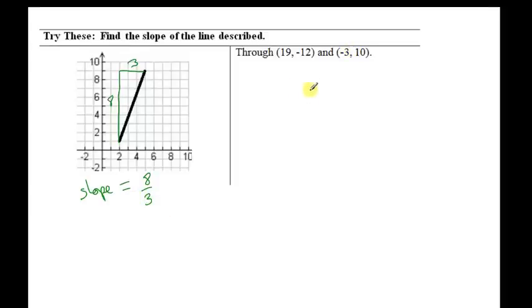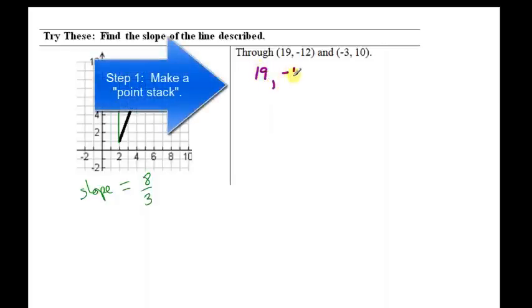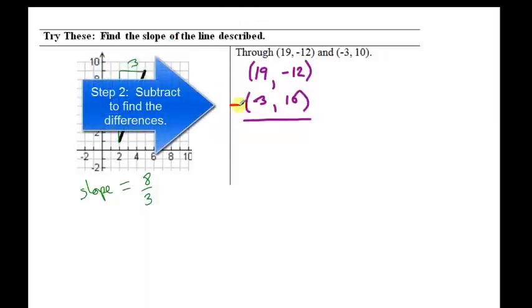All right, for this one, when you had to calculate it, if you got negative 1 as your answer, then you're correct and you probably could fast forward. If you didn't, then follow through the steps here with me. My first step is I'm going to make a point stack out of this so that I keep everything in the right order. So I've got negative 19, 12 for my first point and negative 3, 10 on the second point, just in the point stack. Then with the point stack, I'm going to subtract.